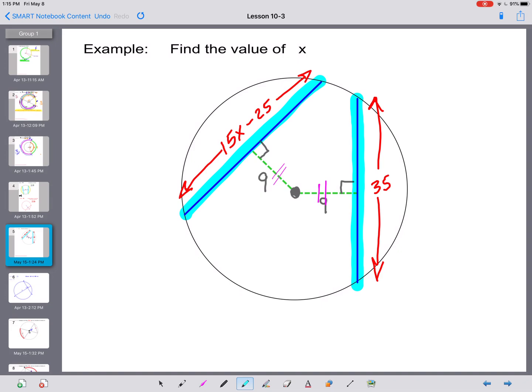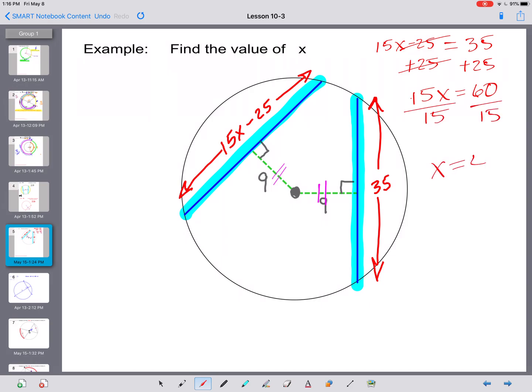Okay, you set it up and solve. We'll do it in red. Because those chords are the same distance from the center, we know that 15x minus 25 has to equal 35. Let's do algebra. Plus 25 here, plus 25 here. Gone, gone. We got 15x here. What do we got, 60? Divide by 15, divide by 15. X equals 4.